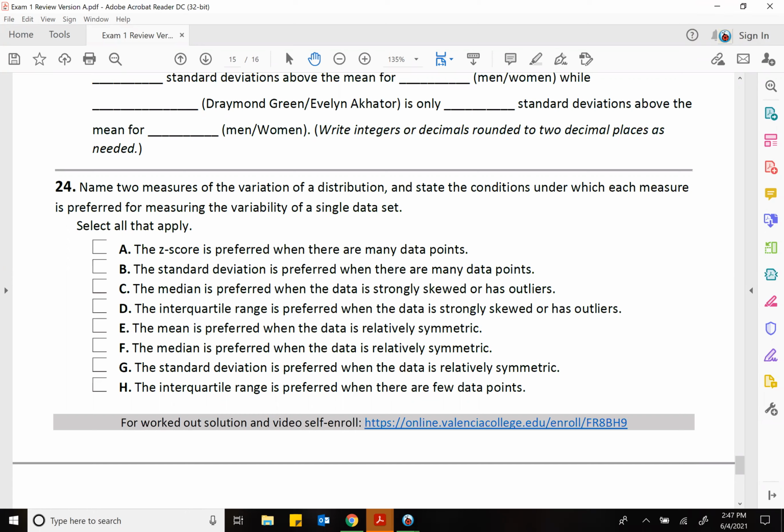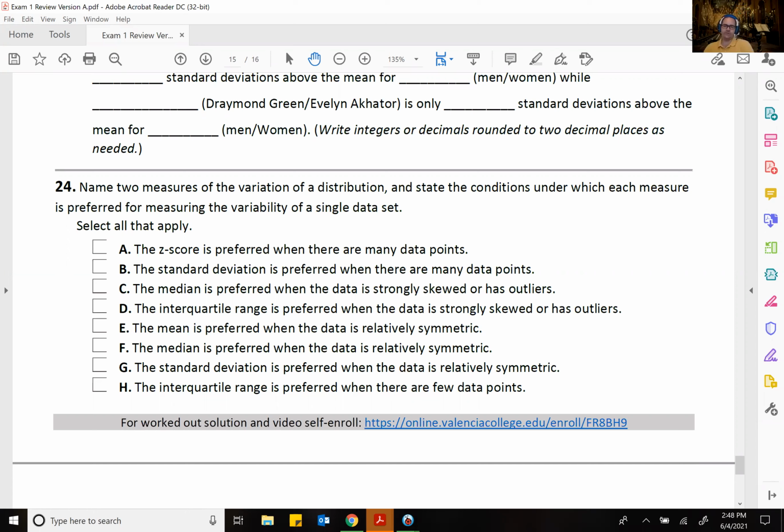The quartile range. So which one is D? Sorry, I was reading D. That is one of them. And G. There you go. D and G.